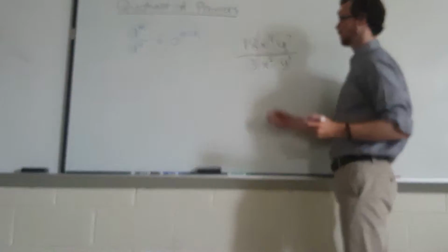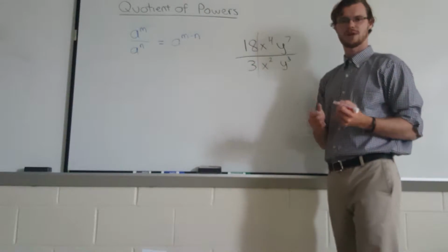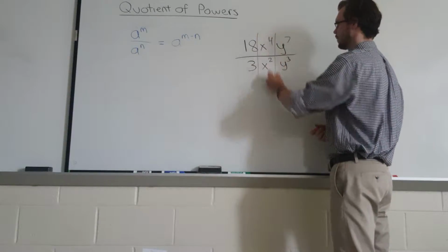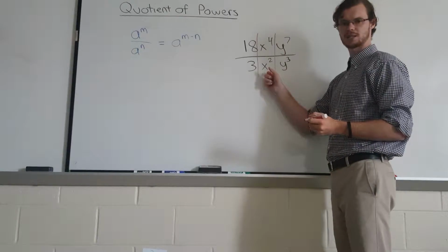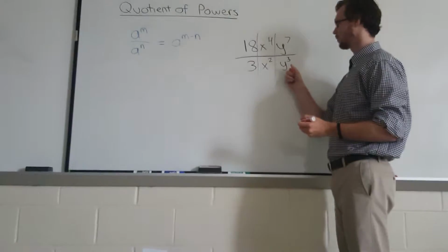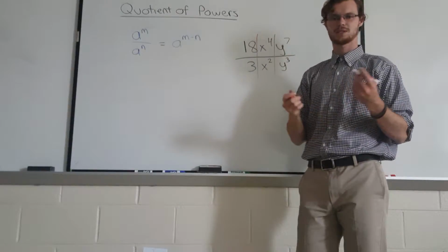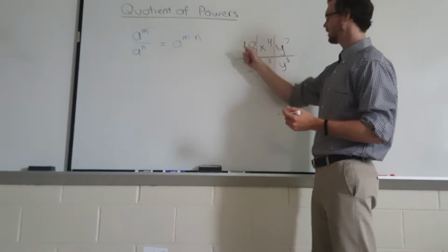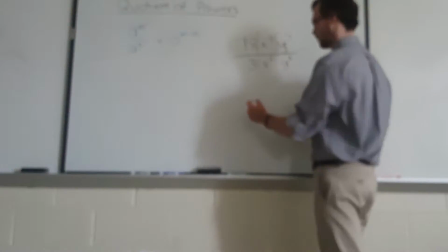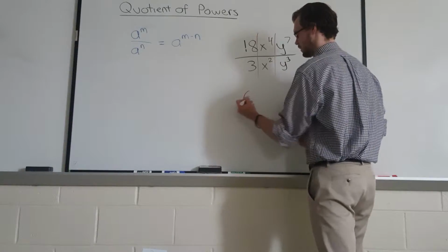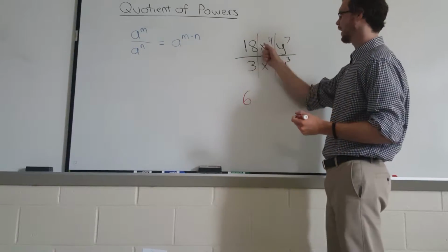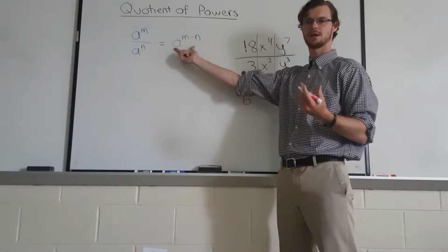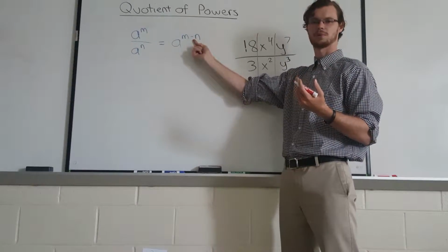Draw a line right down the middle. That makes it look like the fraction 18 divided by 3, or 18 over 3. Split this up. Now I have x to the 4th over x squared, and y to the 7th over y to the 3rd. I'm going to treat this like 3 different fractions. 18 over 3, that's 18 divided by 3, that's just 6. X to the 4th over x squared, I can use my quotient of powers rule. I can simplify by just subtracting my exponents.